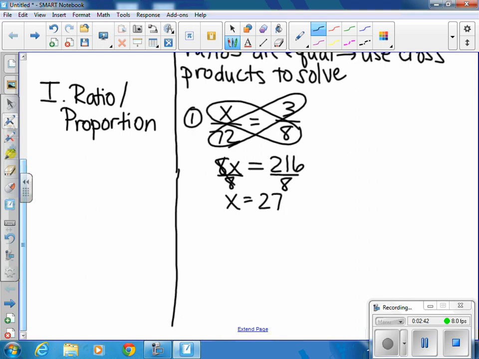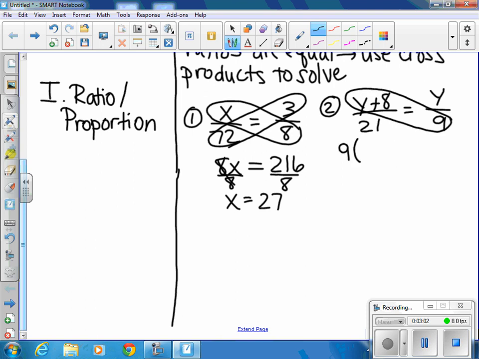But now let's take it a notch up. Here's what your ones for algebra look like. y plus 8 over 21 equals y over 9. So you've got two variables in different locations, but you're still going to use cross products. The big thing to watch out for is when you take 9 times y plus 8, that you are taking 9 parentheses y plus 8. So you have to make sure that that two-term item from the top is in parentheses and that all of that is being multiplied by 9.